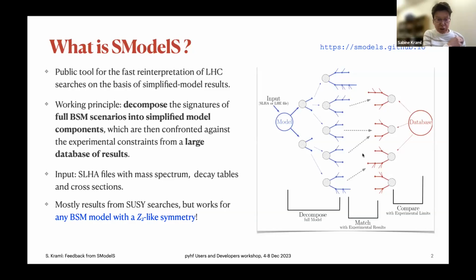The results that we have in the database come mostly, like 90–95%, from SUSY searches, but the tool itself and the whole working principle is applicable to any BSM model with a Z2-like symmetry, such that you have a pair production of new particles and some missing energy in the end, or long-lived particles in the end. And the kinematic distributions are not too different from those which were assumed in the original experimental analysis. So these are the constraints.